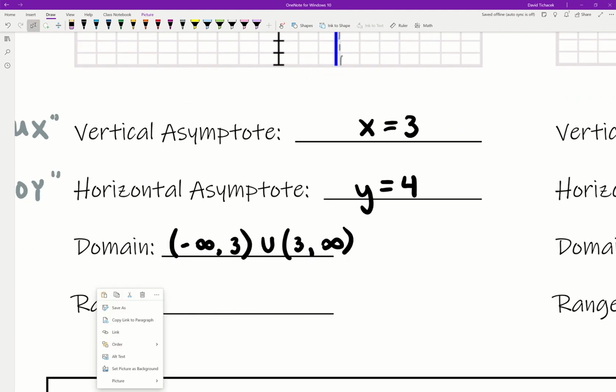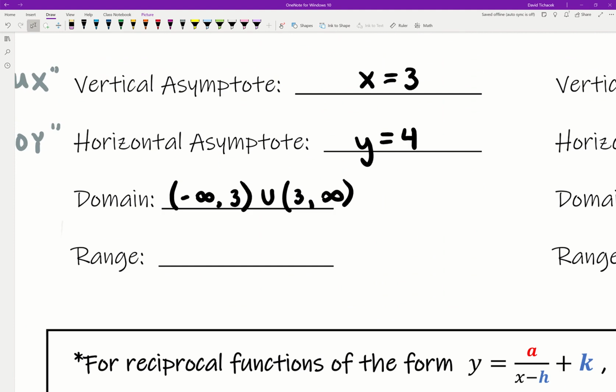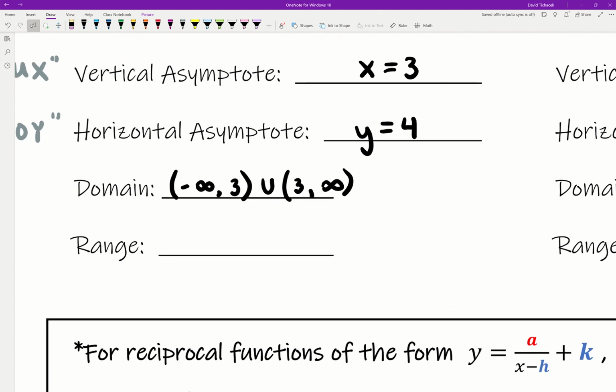And so my range is going to basically be the exact same thing, except it's not going to include my horizontal asymptote here. So I'd say that my range includes those values from negative infinity all the way until I reach 4, and then I'll unite that with the set from 4 all the way to positive infinity.